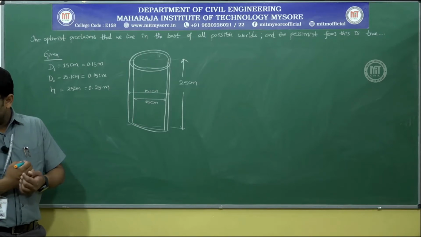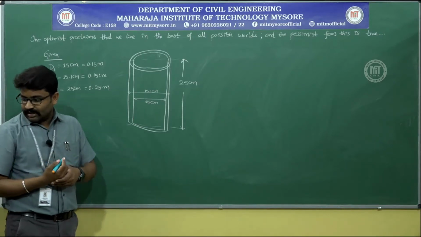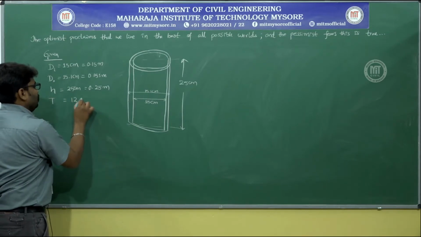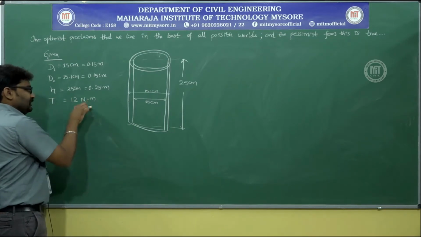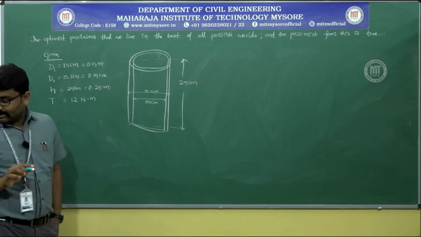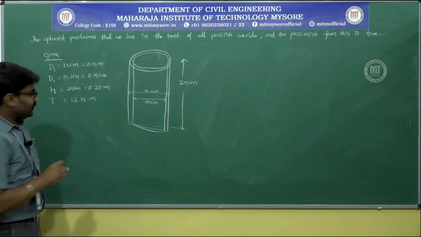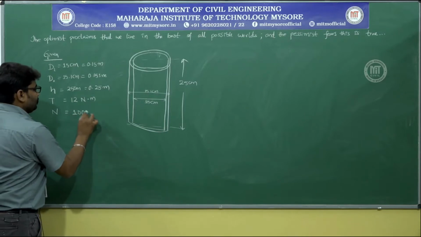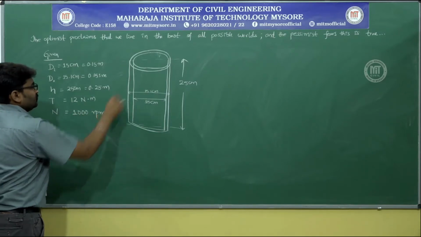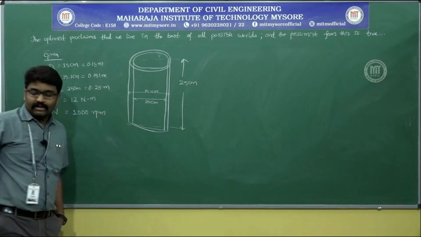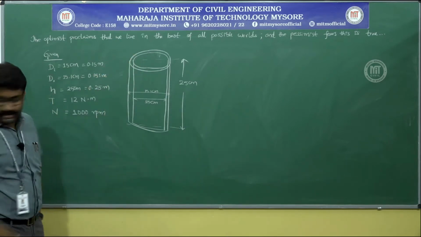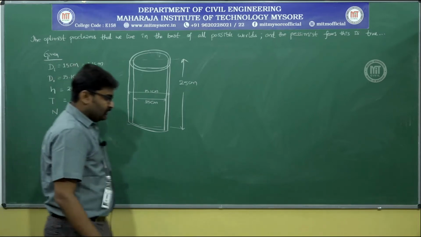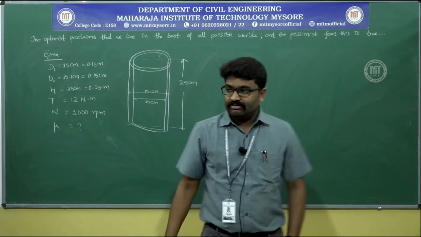And then what is given to you? The space between the cylinders is filled with liquid whose viscosity is unknown. Next, torque is given to be 12 Newton meter. This is in SI unit, so I don't touch it. Next, you have rotations per minute. N is equal to 1000 RPM, so the inner cylinder rotates at 1000 RPM. Determine the viscosity of the fluid.